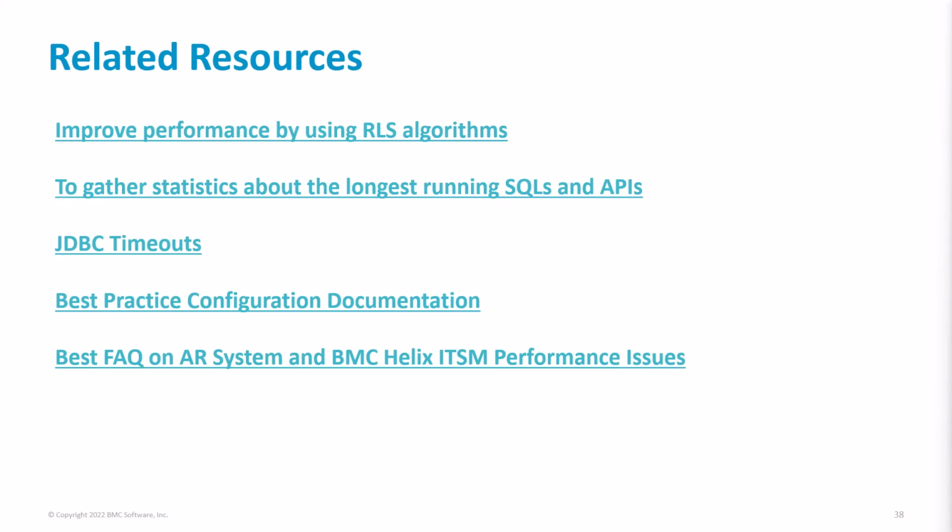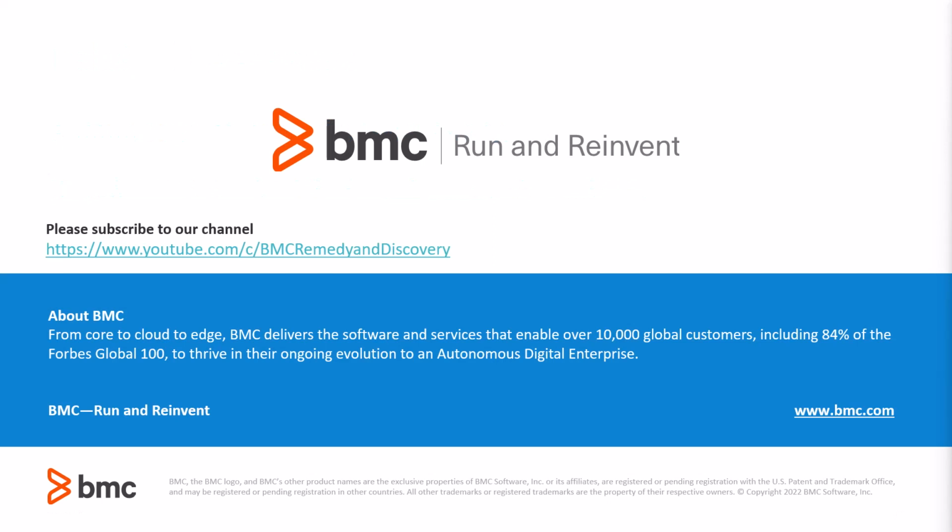Here are some related resources that you can use to do some more research on your own. There's a link to improving performance by using RLS algorithms. There's a link to gathering statistics using the longest SQLs and APIs. We provided a link to the documentation on JDBC Timeouts. Here's a link to the best practice configuration documentation. And finally, a link to the best FAQ on ARSystem and BMC Helix ITSM performance issues. This FAQ is a good place to start when trying to find knowledge articles that might help you as you're troubleshooting performance issues.